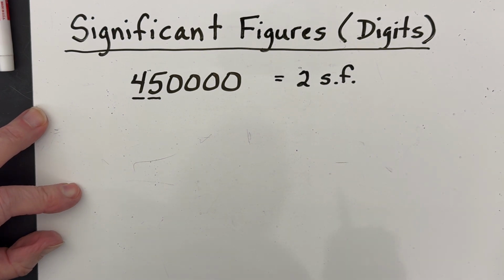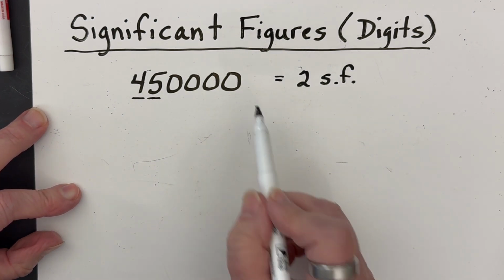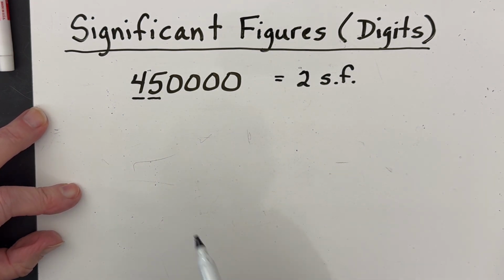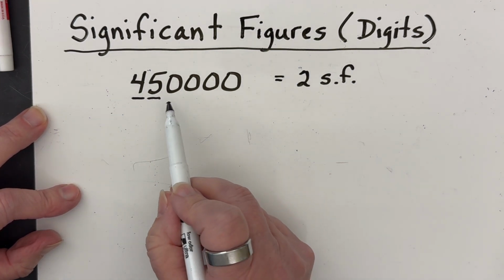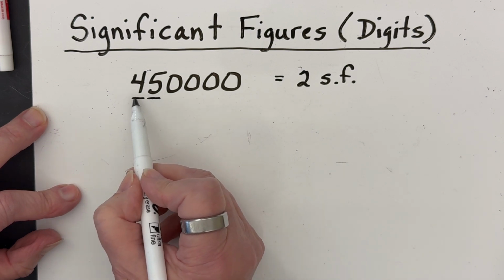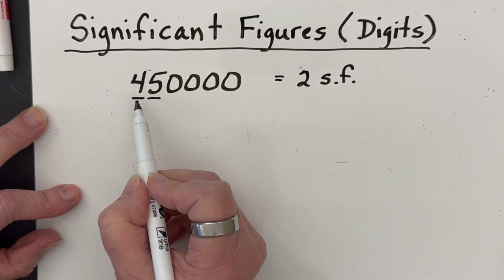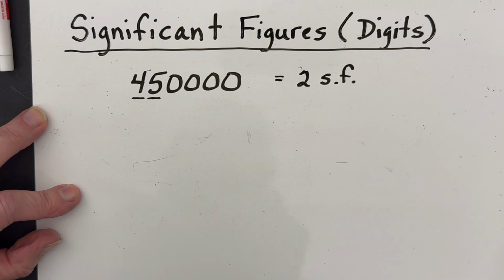We have to keep them because you need to keep your distance from your decimal point to make that 450,000 and not just 45. So we still have to keep those, but the only significant ones, the only ones that we know have meaning, are the first 2.